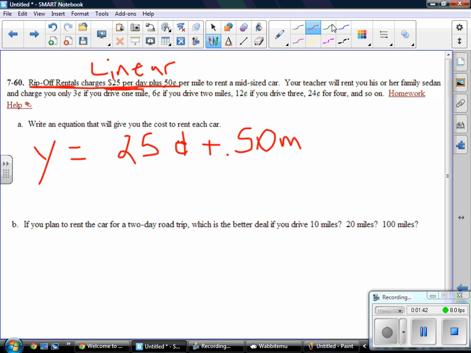Now, your teacher charging you 3 cents for 1 mile, then 6 cents, then 12, then 24. If we think about this, is it adding the same number every time? 3 to 6 to 12 to 24. It's not adding the same thing every time. It's kind of multiplying by something every time. Okay? And also we notice in the teacher situation, they're only charging you for the miles, so I'm not going to have a variable for D in the teacher equation.